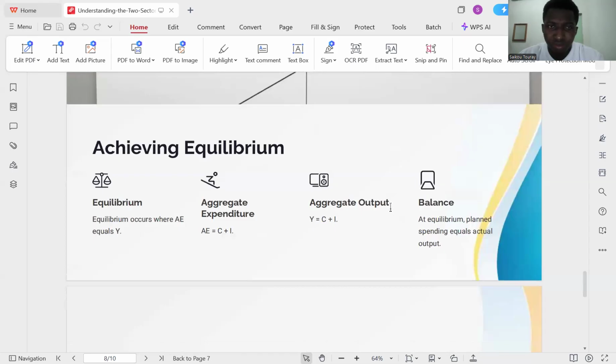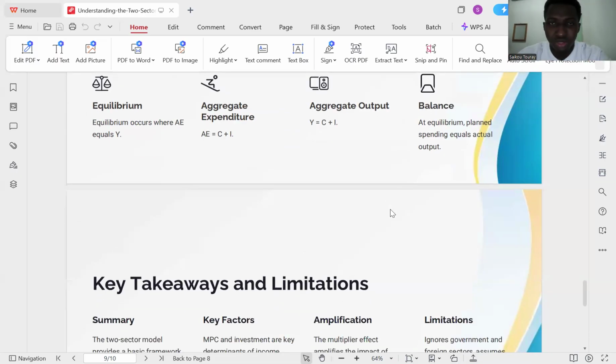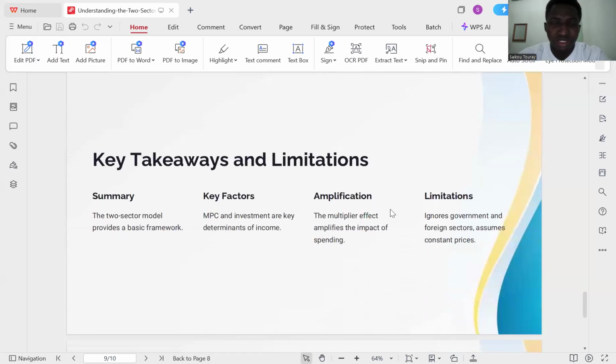Achieving equilibrium: equilibrium is the point where all these meet. Equilibrium occurs where AE equals Y. This is the aggregate expenditure, and here we have the aggregate output. At equilibrium, planned spending equals actual output. The amount you plan to spend equals the output that you gain.